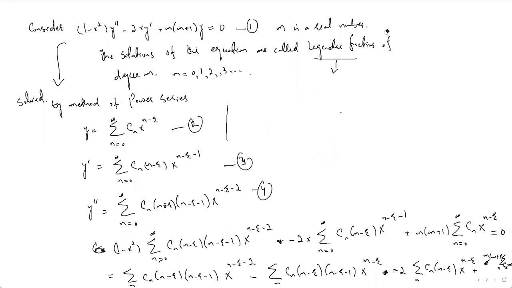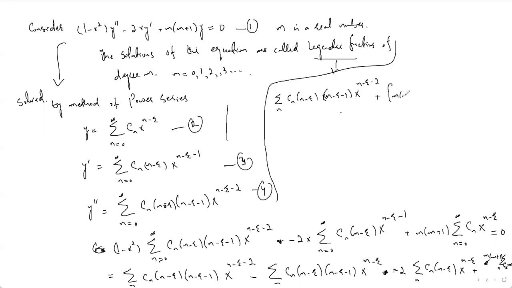If you look at this particular equation, I can bring these terms together because they all have the same factor, cn x raised to power n minus r. So how do I write down this equation? Just see, the first term I will write as cn (n minus r)(n minus r minus 1) x raised to power n minus r minus 2. Now see that these other terms are the same. So let me write first m into m plus 1, because it has the same factor cn x raised to power n minus r.